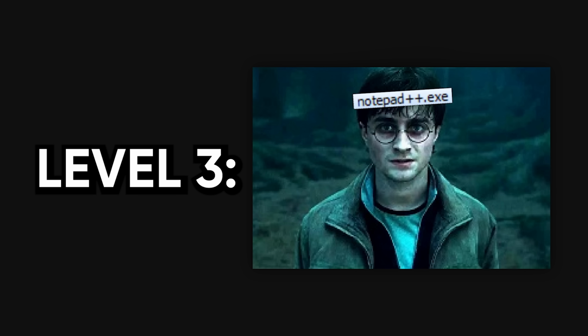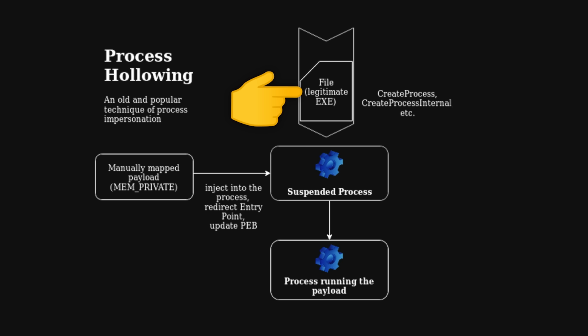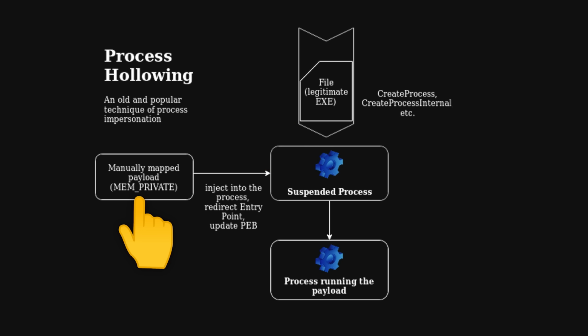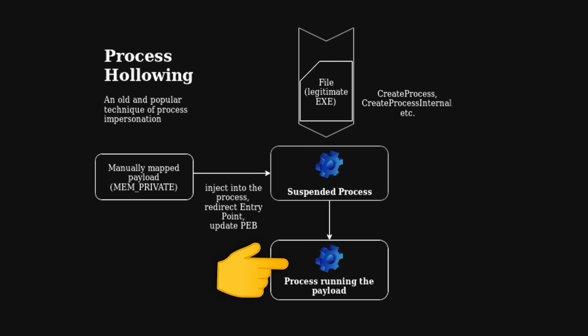Level 3 is process hollowing, and this is nightmare fuel. Attackers start a legitimate process like notepad.exe in a suspended state, so it's frozen before executing any instructions, unmap all of its memory so it's now an empty shell, then map their malicious code into that memory space, replacing everything, fix all the hard-coded addresses and imports manually since Windows isn't handling the loading anymore, then resume the process. Now notepad.exe is running, but it's actually executing malware.